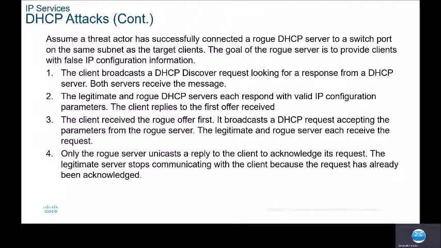The client replies to the first offer received. The client receives the rogue offer first. It broadcasts a DHCP request accepting the parameters from the rogue server, and the legitimate and rogue server each receive the request. Only the rogue server unicasts a reply to the client to acknowledge its request. The legitimate server stops communicating with the client because the request has already been acknowledged.